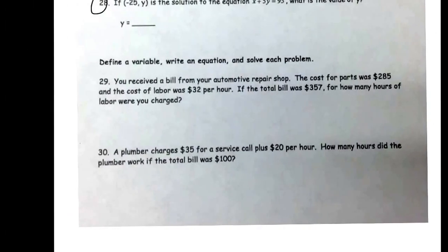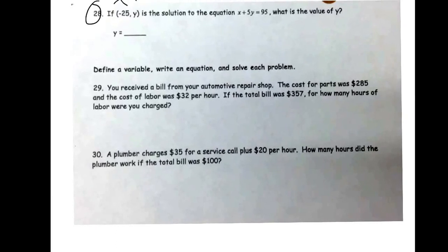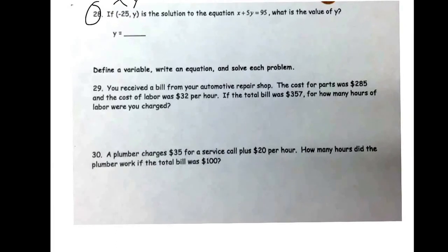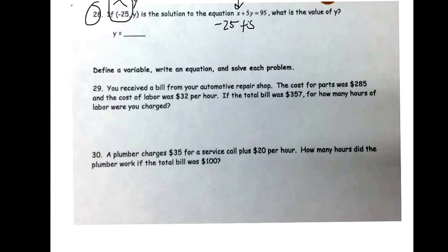Number 28. We label across the top x and y. If x is negative 25 and y we don't know, is the solution to the equation x plus 5y equals 95, what is the value of y? So we're going to take this x that we know, and put it right there. So instead of x, we'll have negative 25 plus 5y equals 95. Draw our line down. Here there's no simplification on either side. We're ready to go straight into solving. So we add 25 to both sides.